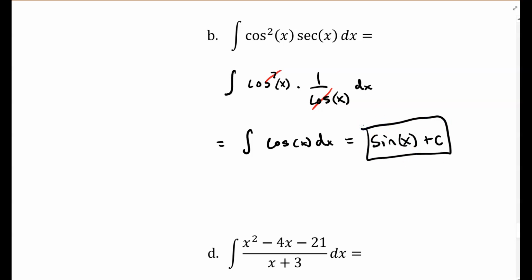Again, actually, don't box your answer. Just don't do that on the AP test. It's advised not to box your answer.